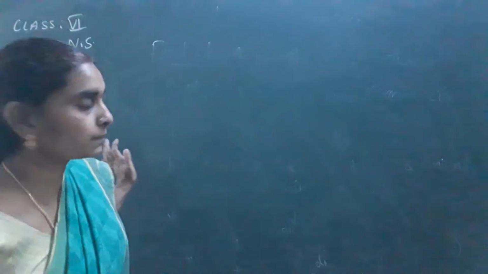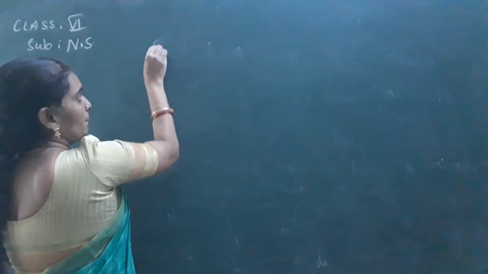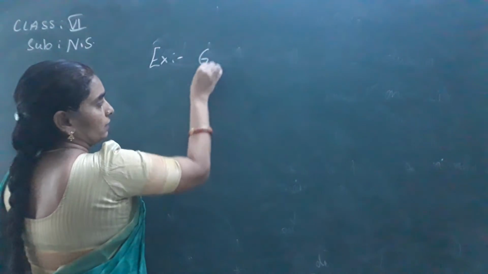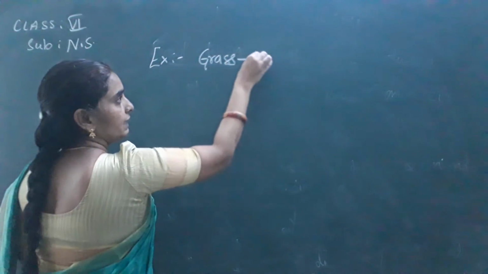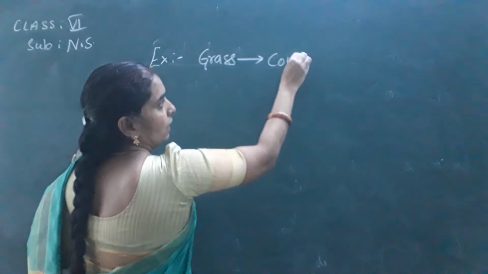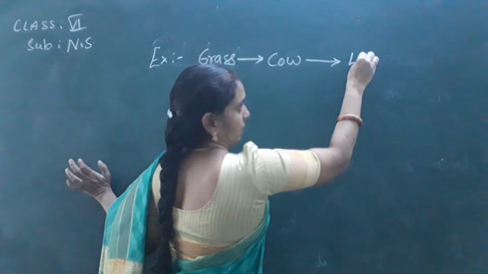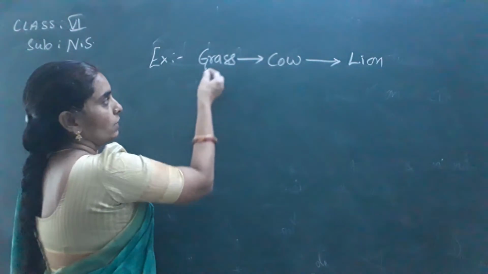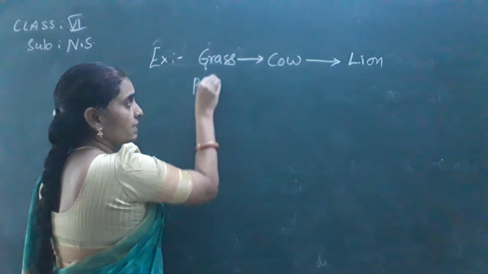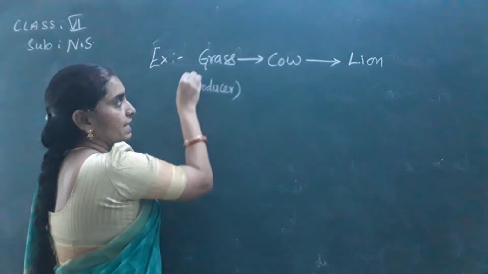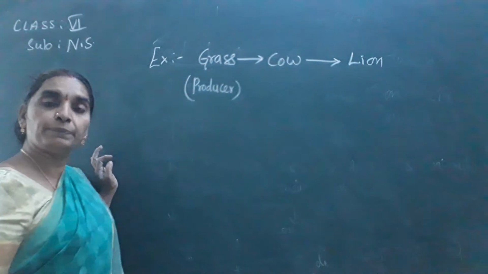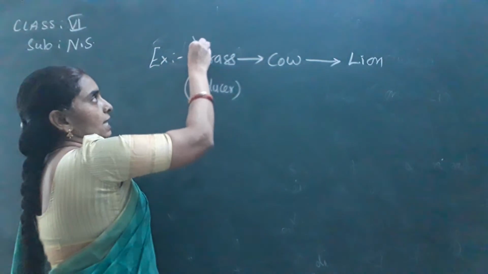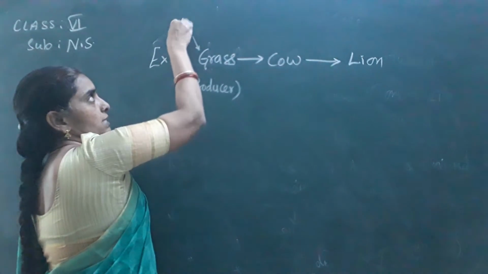For example, there is grass. Grass is eaten by cow. Cow is eaten by lion or tiger. In fact, you can write anything. So here is one example I showed you. Grass is the producer. Why is it the producer? Because it takes the energy from the sun and prepares its own food.